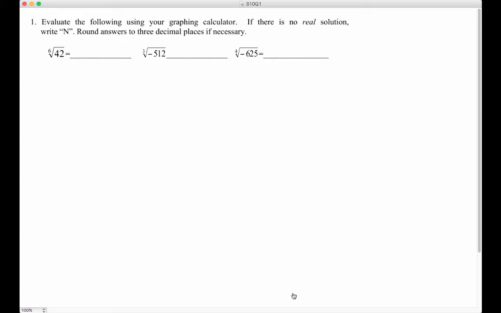Evaluate the following using your graphing calculator. If there is no real solution, write n. Round your answer to 3 decimal places if necessary. So this is basically just to make sure you know how to get your calculator to take an nth root of a particular value. So I'm going to write it out first, then we're going to go get the calculator.